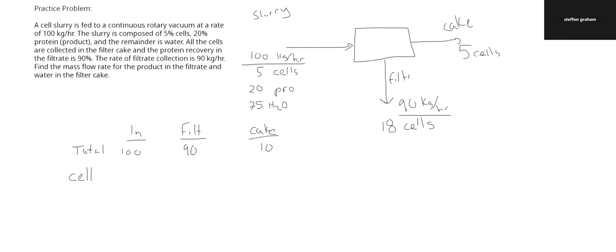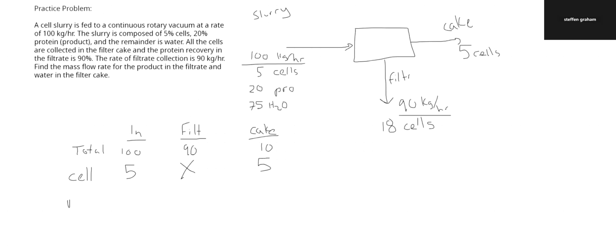So for the cells, we know we had 5 kilograms per hour of cells coming in. We know none of it got converted to the filtrate. It was all collected in the cake. That came from the problem statement. So that means we have 5 in the cake.